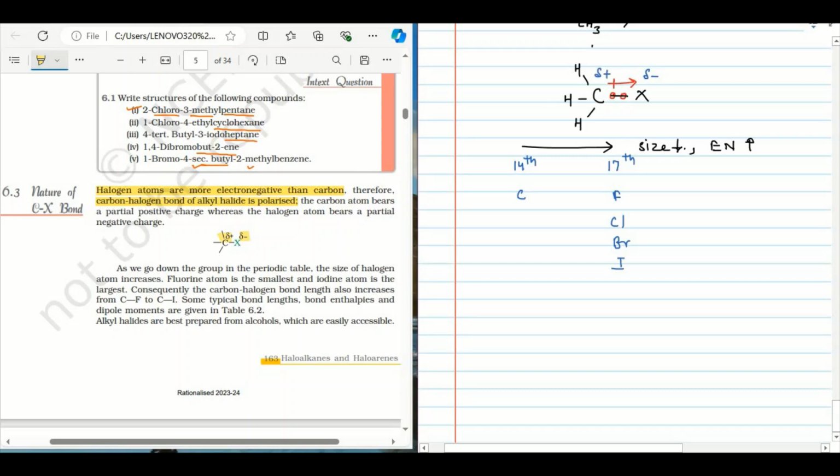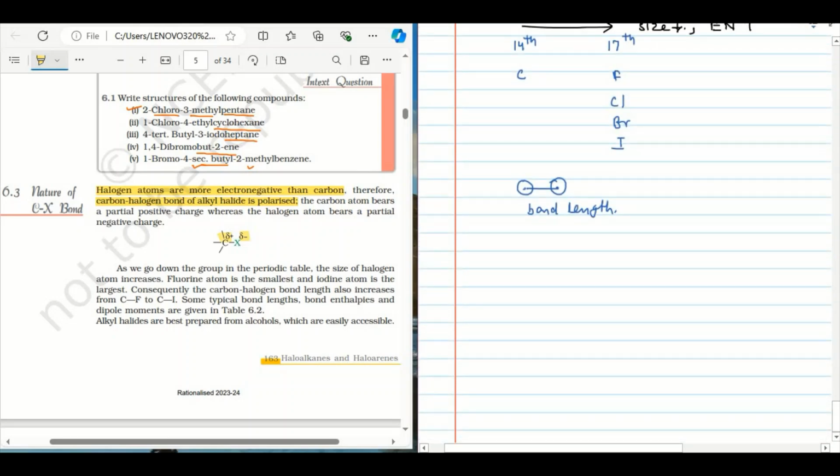Now when you compare the bond length of carbon-fluorine, carbon-chlorine, carbon-bromine and carbon-iodine, what is the bond length? First try to understand it. Bond length is the distance between two nuclei. This distance is the bond length. Shorter bonds are stronger and longer bonds are weaker. So you can say bond length is inversely proportional to the bond enthalpy.